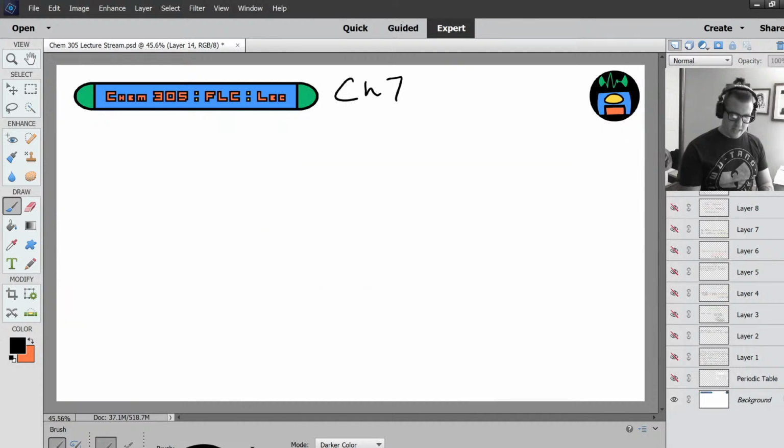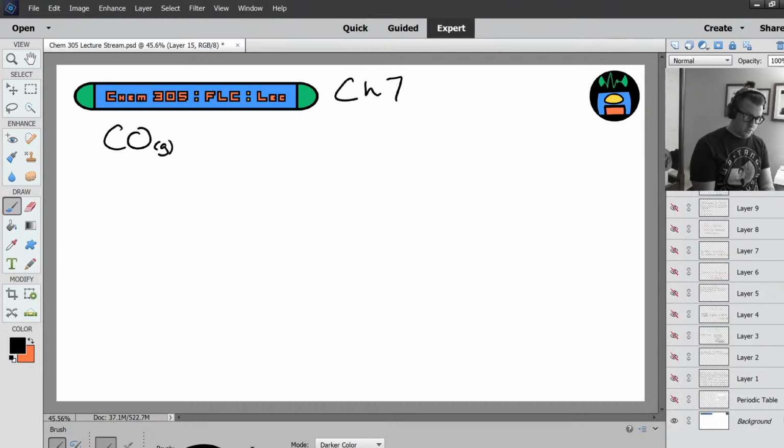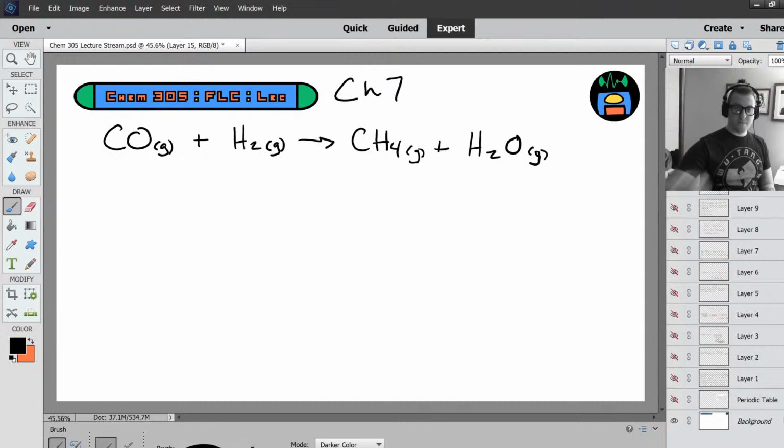Let's write a balanced chemical equation. So first, we're told that we have carbon monoxide, a covalent compound, just CO, reacting with hydrogen. You know, hydrogen is one of our diatomics, so it's H2. And these produce carbon tetrahydride, another covalent compound, 1 carbon, 4 hydrogens, plus water, which is a gas.